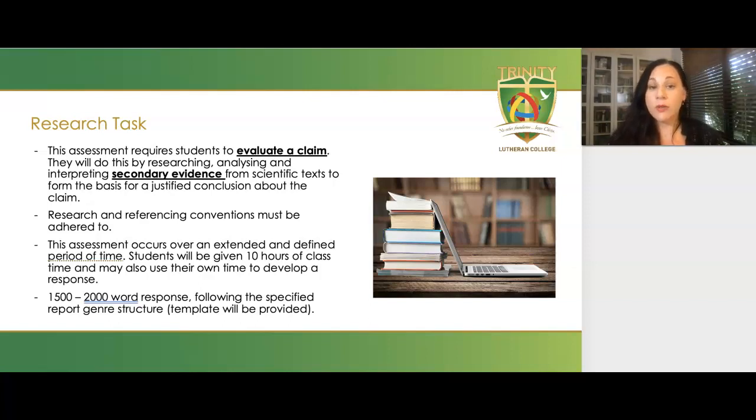You need to make sure that you are using standard research and referencing conventions for this one. You will be given 10 hours of class time, but it is an expectation that you will use your homework time as well to complete the task. Your final response needs to be a 1,500 to 2,000 word response, following a specific report structure. We will provide you with a template of that because QCAA is quite specific about how they like it to be structured.